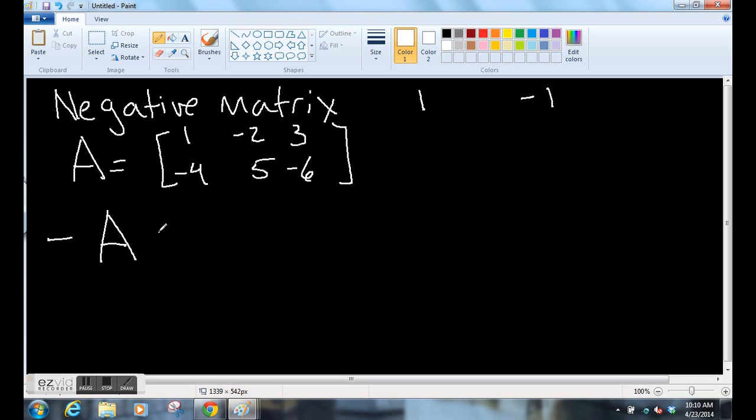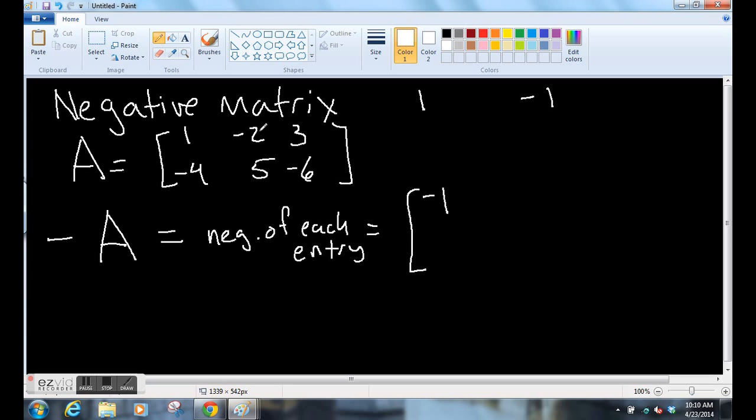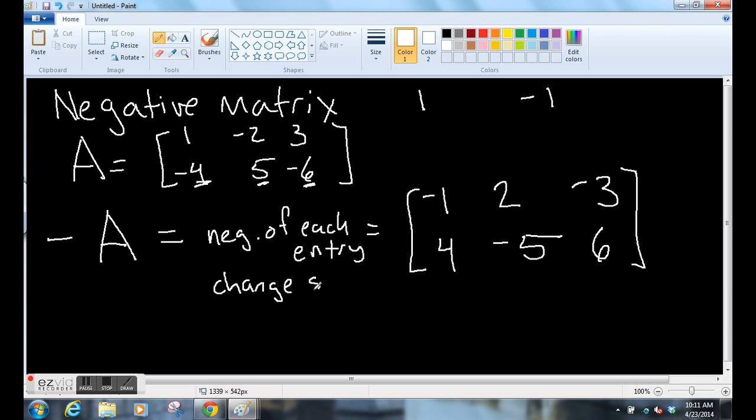If we want to say what is the negative of the matrix A, you take the negative of each entry. So you just look at every single entry and make it negative. So it's negative 1 there. Essentially changing the sign. So negative 1 times negative 2 is 2. Change the sign of 3, negative 3. Negative 4 becomes positive 4. Negative 5. And the negative of negative 6 is positive 6. You're essentially changing the sign of each entry.